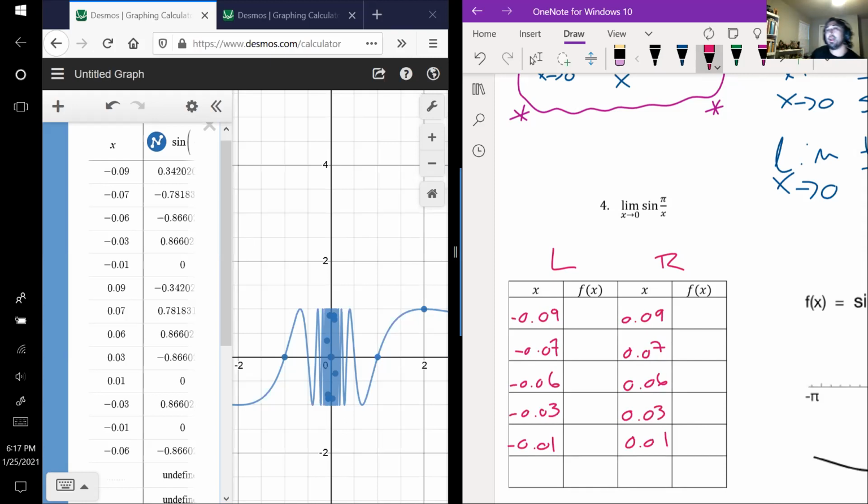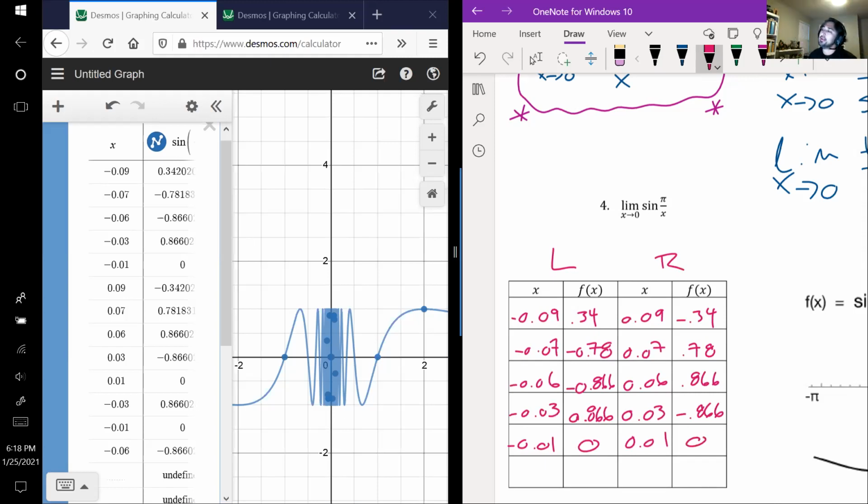Okay, so looking at our XY chart over there on Desmos, I get 0.34, negative 0.78, negative 0.866, and then positive 0.866, and then 0. And then the next one, I think all the signs are just reversed, right? Yep. 0.78, 0.866, negative 0.866, and 0.